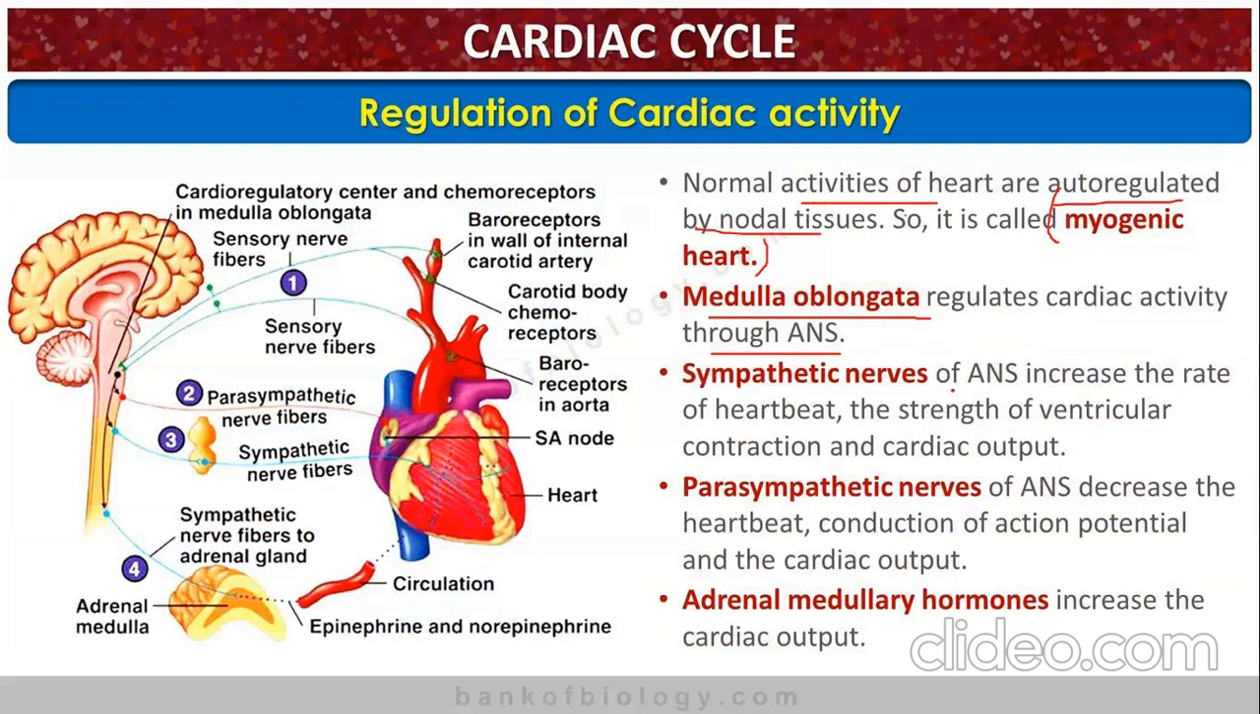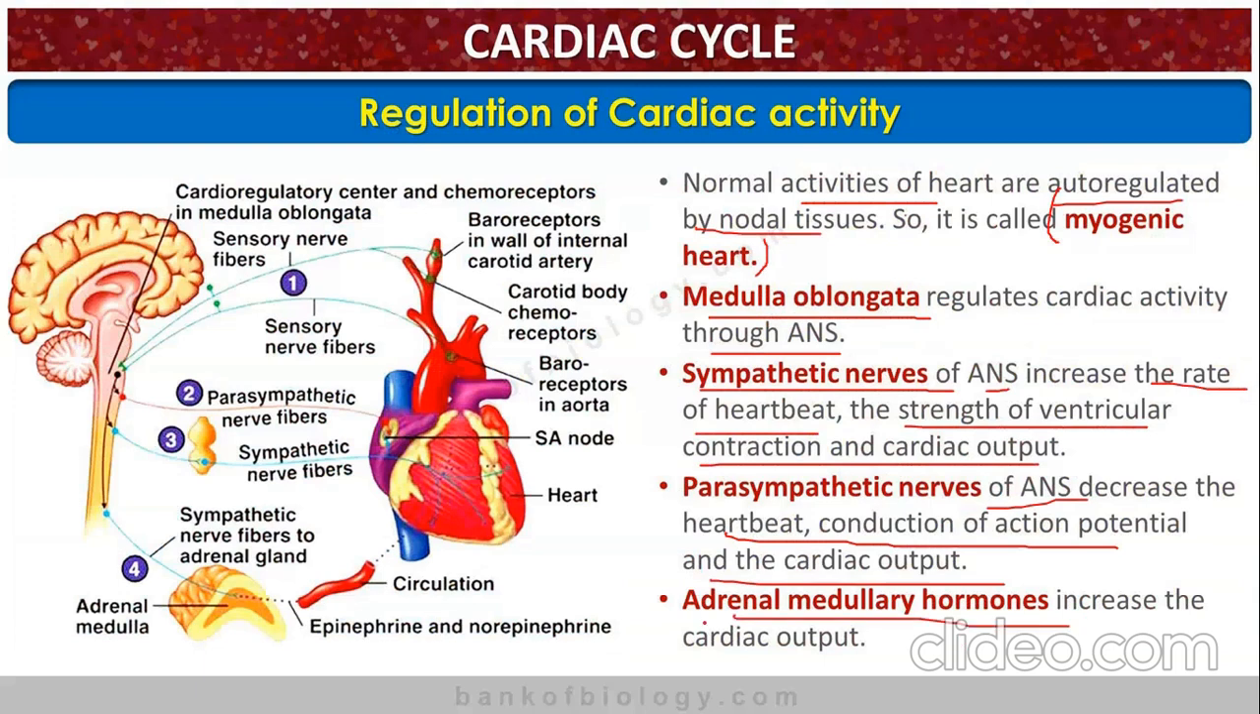The medulla oblongata regulates the cardiac activity through the ANS, the autonomic nervous system. The sympathetic nerves of the ANS increase the rate of heartbeat, the strength of ventricular contraction and cardiac output. And the parasympathetic nerves of the autonomic nervous system decrease the heartbeat, conduction of action potential and the cardiac output. And finally, the adrenal medullary hormones increase the cardiac output. So we can find the brain plays a very crucial role in managing the heartbeat and the regulation of such.